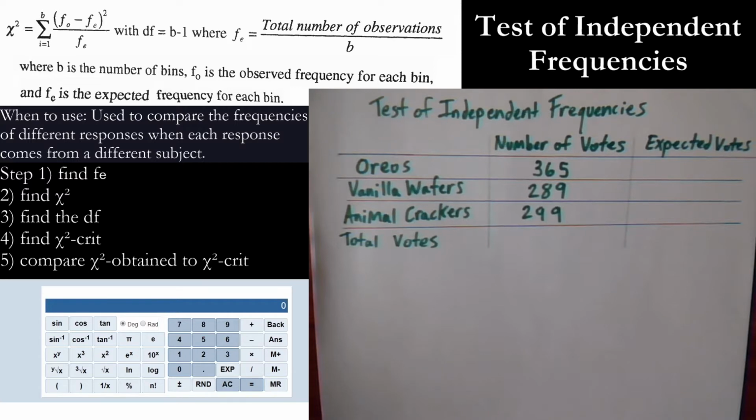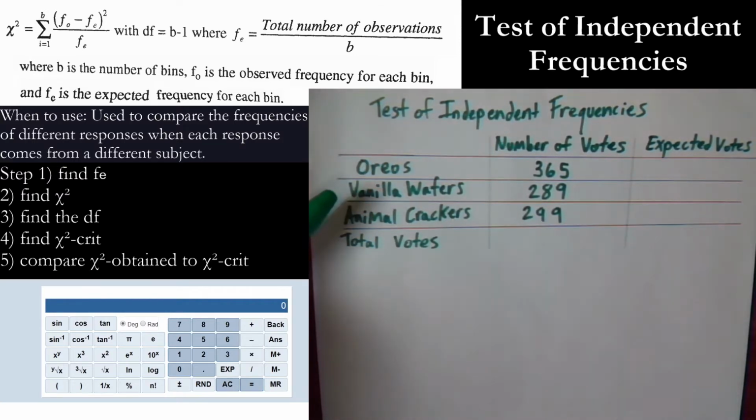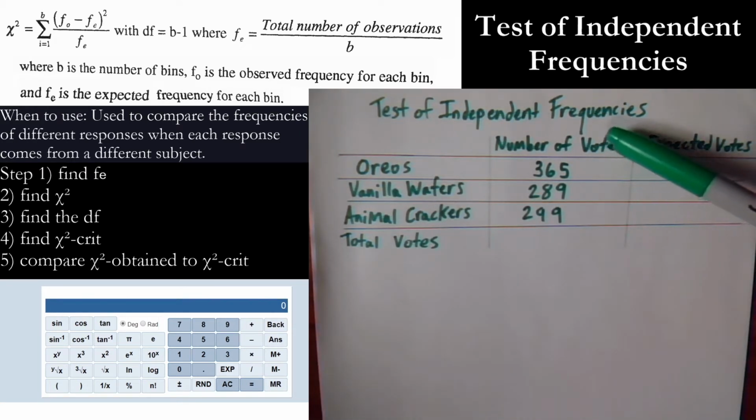Before we begin, we need to make sure that we have a separate row for each of the types of cookies. Each of these rows is referred to as a bin. Each bin is a possible category that a person could have voted for. The number of bins will be important for our calculations. We will also need a place to write the total number of votes. And we will need a column for the actual number of votes, and a column for the expected number of votes.